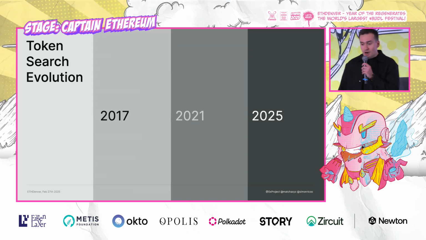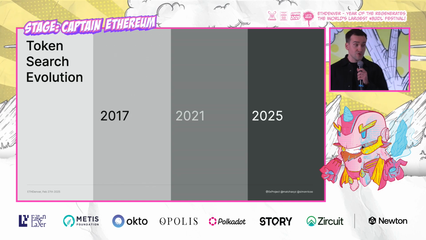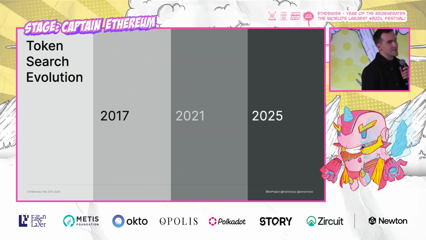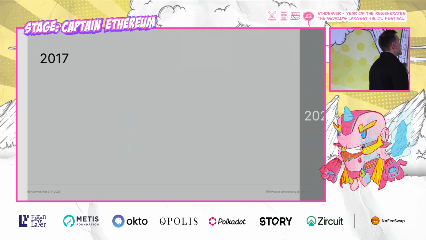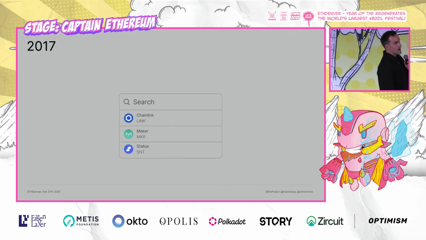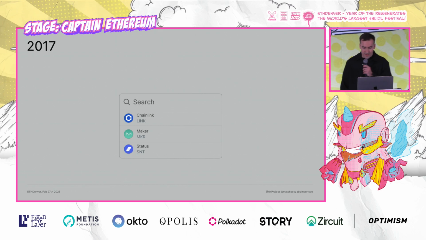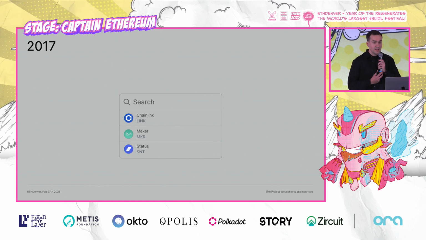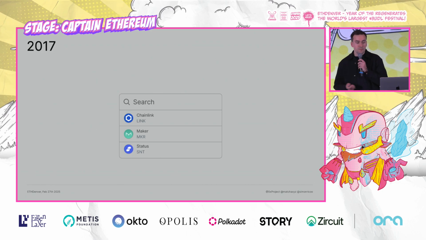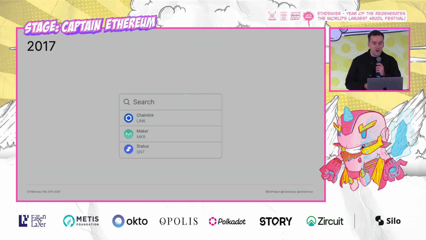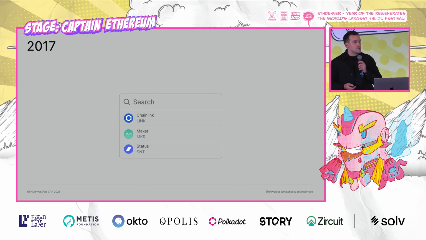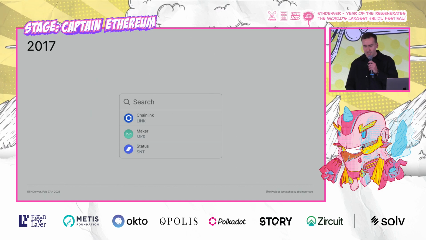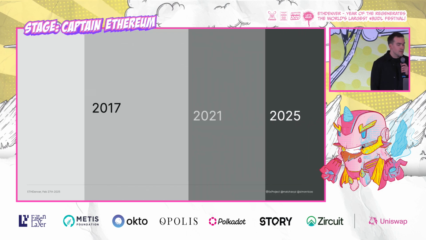All right, tokens got really complex, and so does the search. So let's start with talking about token search evolution. All right, 2017, the rise of the ICOs. There were many interesting projects coming out, and the trust of the tokens was mostly built around the founders, their white papers, and the things that they delivered. And the search was not really in a bad shape in 2017.